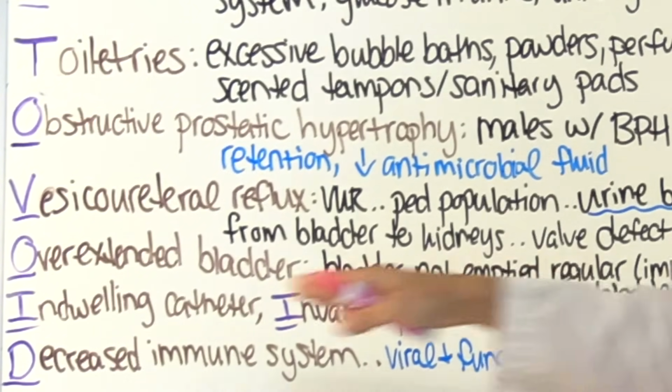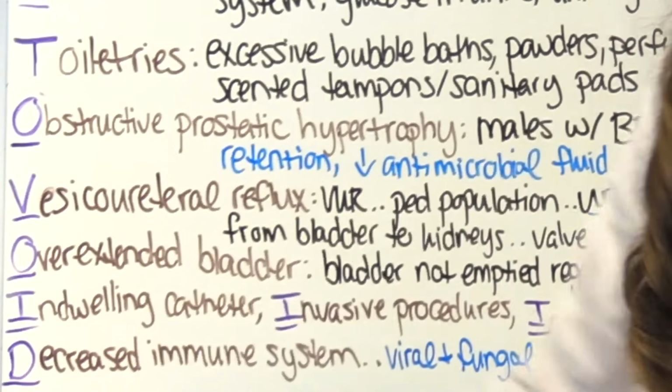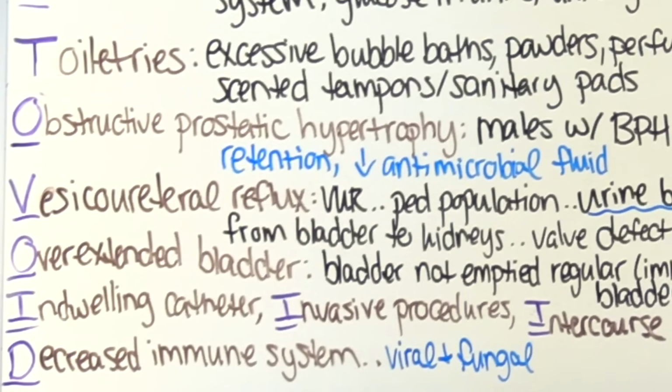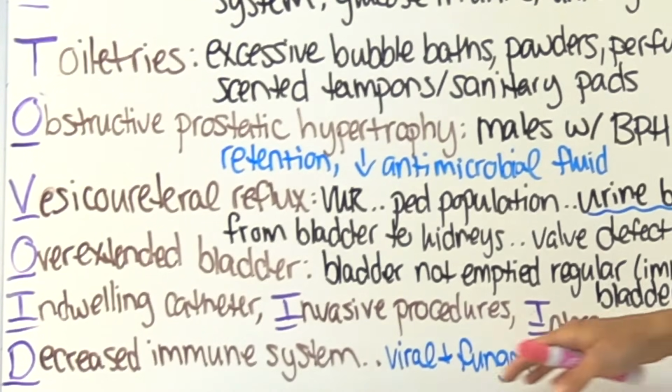Another thing is our D for decreased immune system. That immune system just isn't able to fight off infection, and they are really at risk for developing the viral and fungal origins of urinary tract infection.